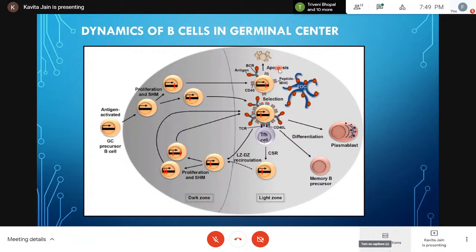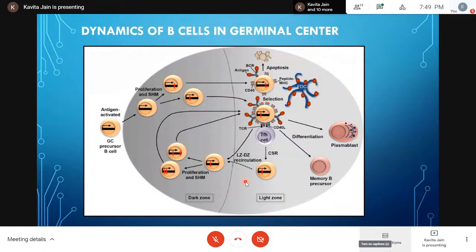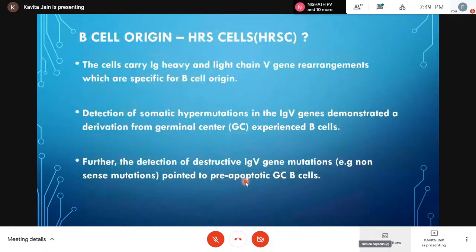So why I am telling you all this story is, it has been shown that the RS cells are of B cell origin. How did they get it? When they studied the molecular genetics, they found that these cells carry IgG heavy and light chain gene rearrangements, which both occur in the germinal center. So they are germinal center B cells. Detection of somatic hypermutations in the IgG genes demonstrated the same derivation. And finally, the crippling or nonsense mutations which occur in the pre-apoptotic germinal center B cells were also found in these cells.